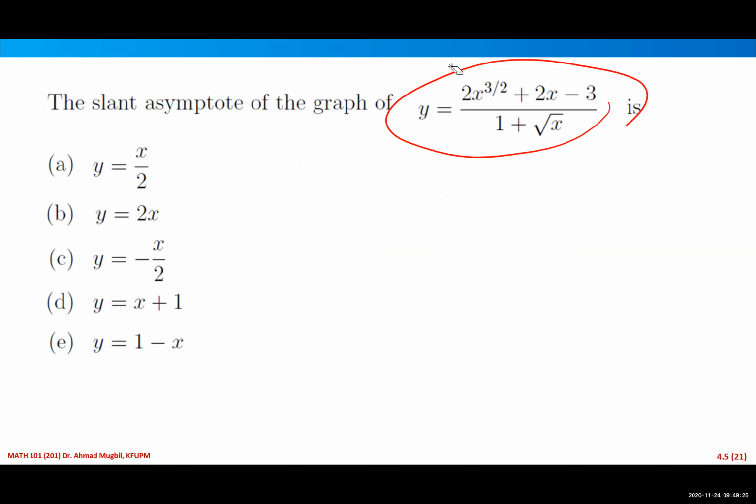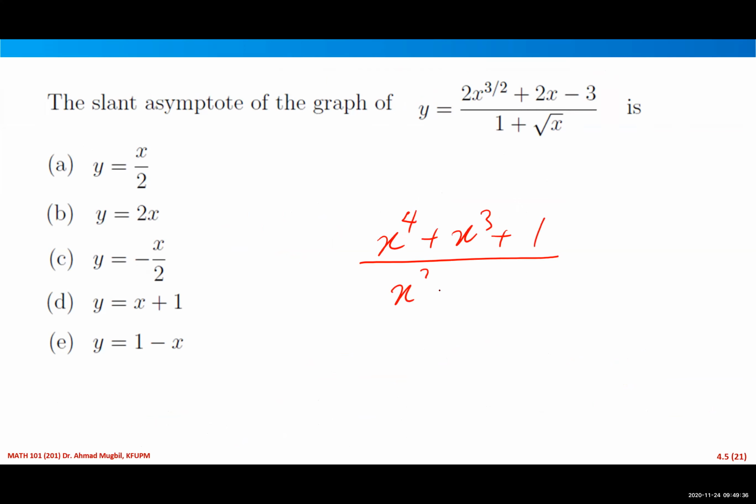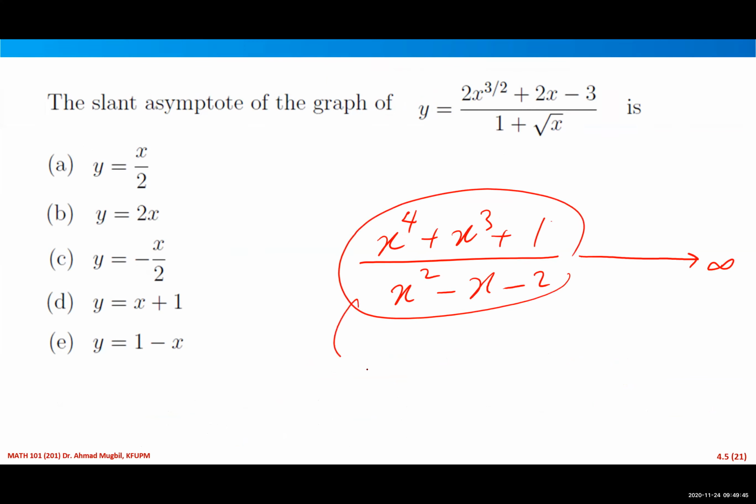Let's look at this. This is not polynomial over polynomial. If it were polynomial over polynomial, we would divide easily. But if you have, let's say, x to the power 4, x to the power 3 plus 1 over x squared minus x minus 2, then when x goes to infinity this function will behave like x to the power 4 over x to the power 2, like x squared. Why? Because this is what we call the leading term. So they will behave like x squared.